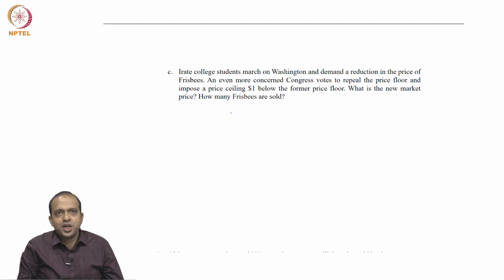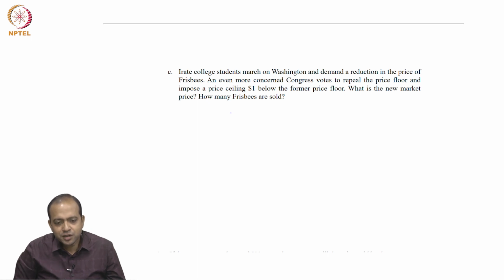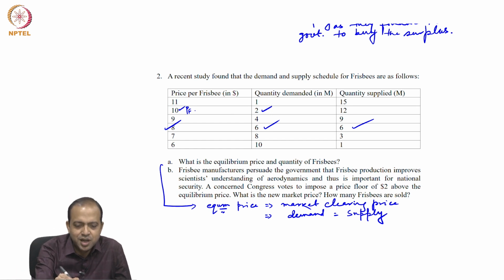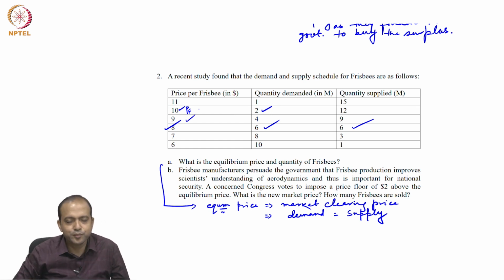Then the next question: the irate college students march on Washington and demand a reduction in the price of Frisbees. An even more concerned Congress votes to repeal the price floor and imposes a price ceiling of $1 below the former price floor. What is the new market price? How many Frisbees are sold? Okay. So, here $1 below the floor price. That means the floor price is 10 and $1 below the floor price is 9.